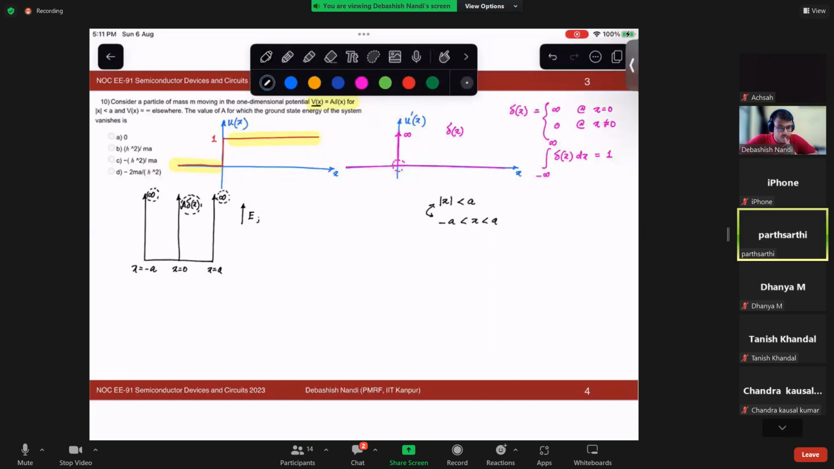Outside boundary 0, equate with... No, that is not the first step. One step back. When such a system is given to you, what should you do first? Schrödinger equation likhte hain, right. But what is the first step?